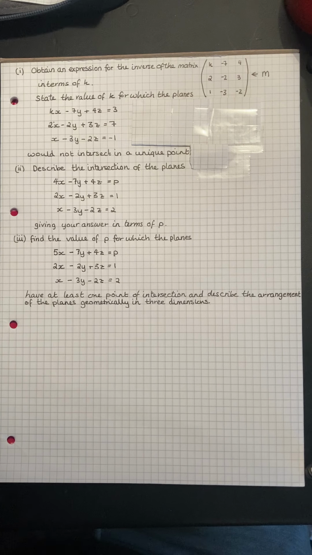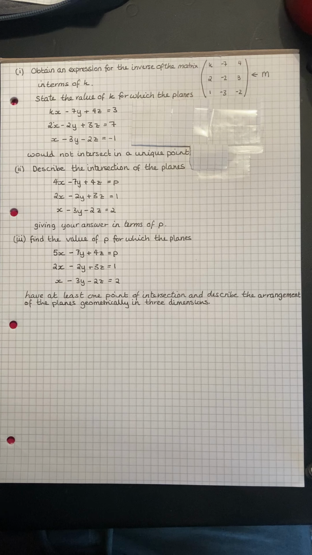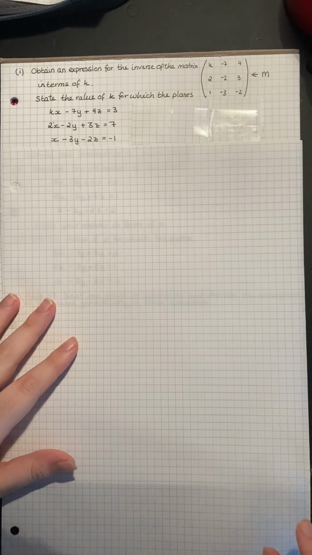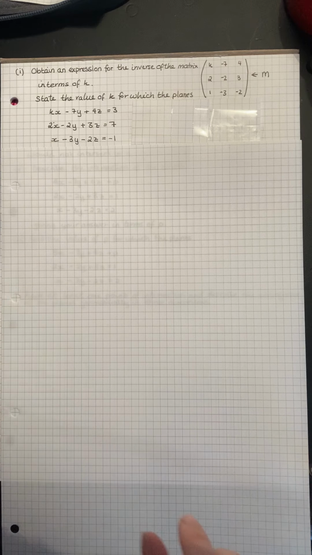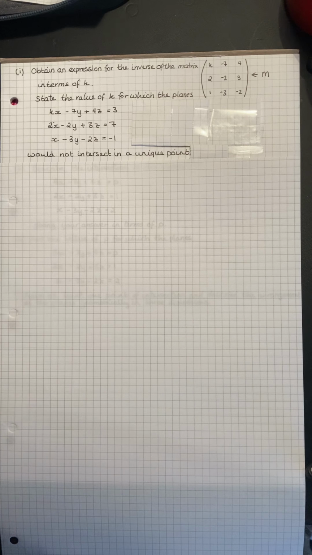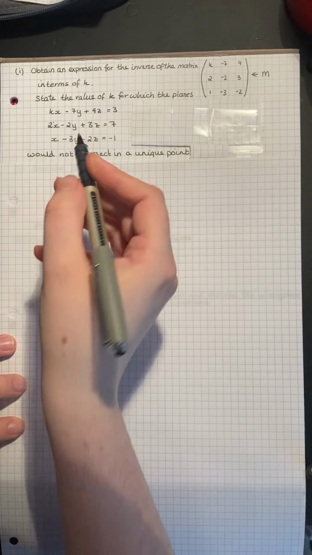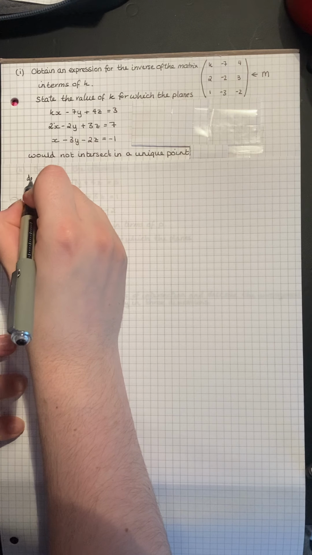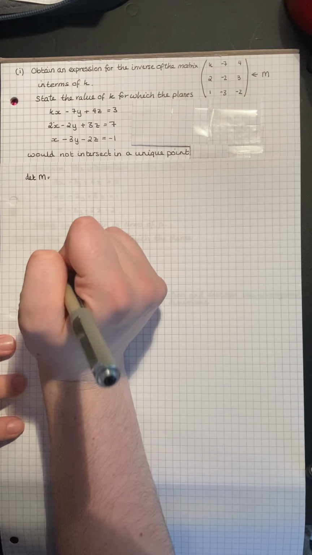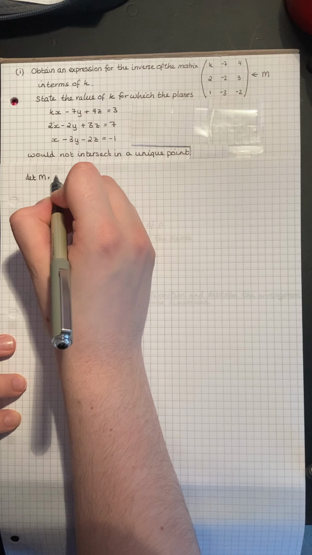So let's start with part 1. We have got this matrix and we want to find an expression for the inverse in terms of k. I'm going to get another piece of paper here just to give me plenty of space. Now, the first thing that I want to do, if I call this matrix M, is work out the determinant. I'm going to expand this along the first column because I think that's going to be the easiest.